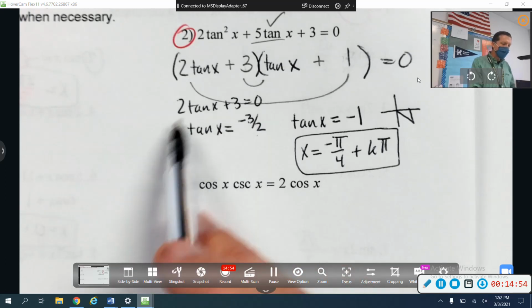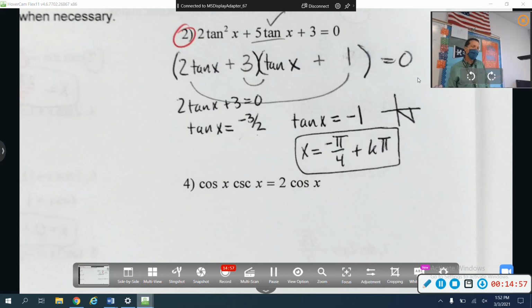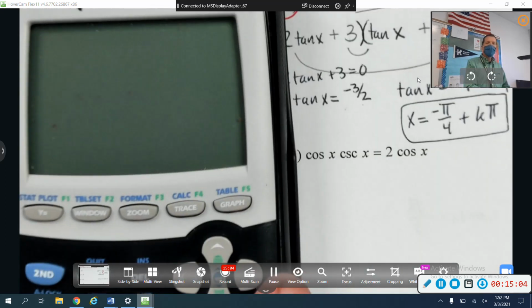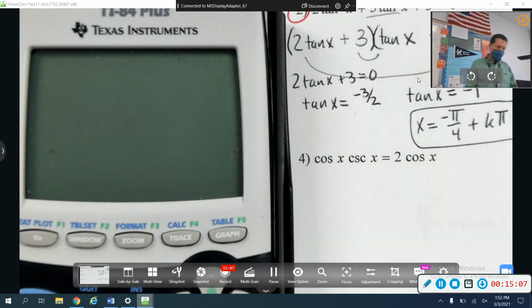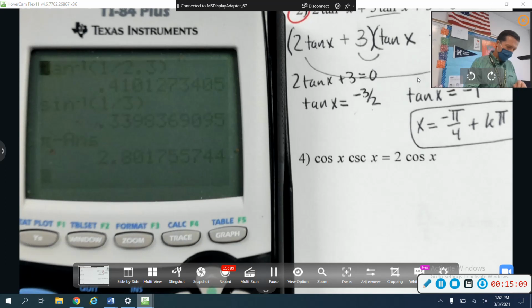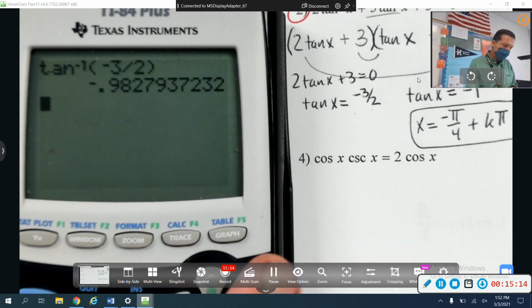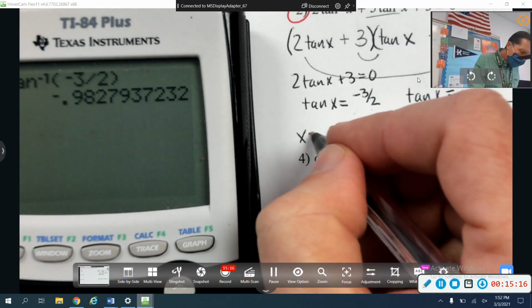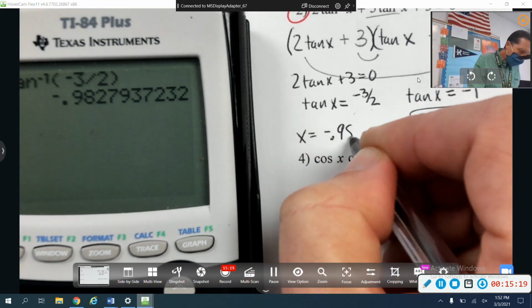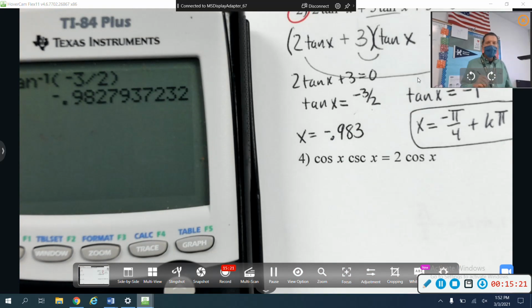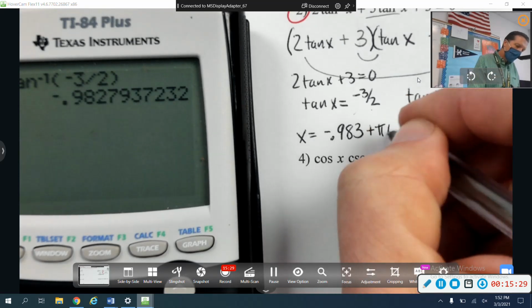Like there's no tangents that are negative 3 halves, at least not nice values. So what is it going to take to do a problem that's not on the unit circle? A calculator. So inverse tangent of negative 3 halves is negative 0.983. That's the one answer that my calculator gave me, but I need all the answers. So plus pi k.